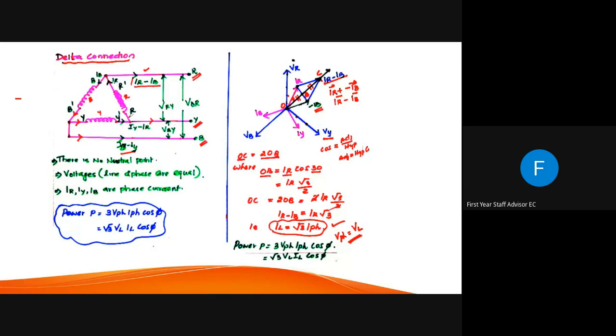Okay, so a delta connection is like this. You can see the delta connection; it is in the shape of a delta. But you should note down that this first one is the B winding, this is the R winding, and this is the Y winding.